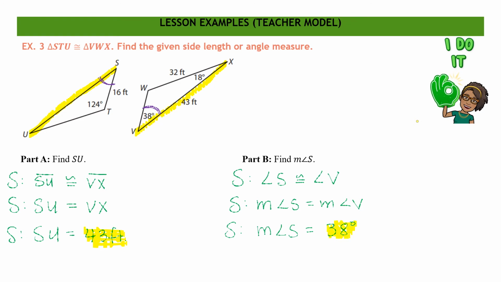Remember to include your units. 38 degrees is not only representing the measure of angle B, but it's also representing the measure of angle X because these two triangles are congruent.